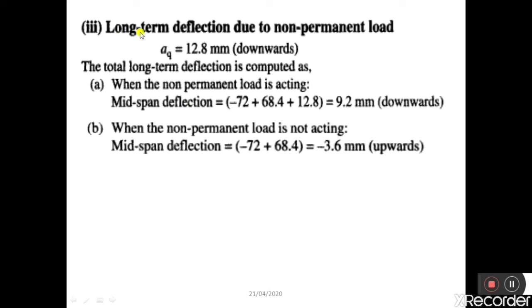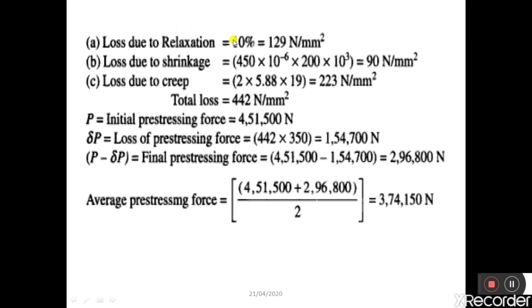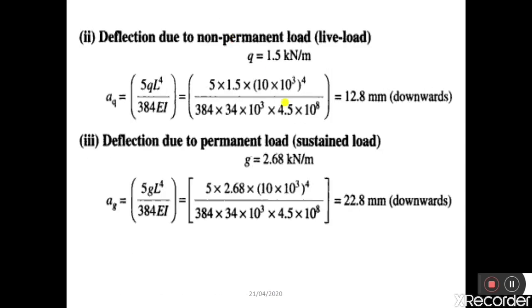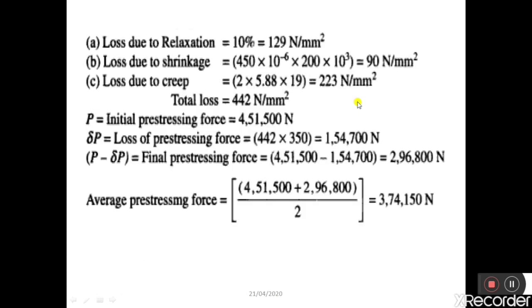Now coming to the same equation, here the long-term deflection is considered due to live load. So what is the deflection due to live load? Here we have calculated the deflection due to live load. Deflection due to live load is 12.8 mm.